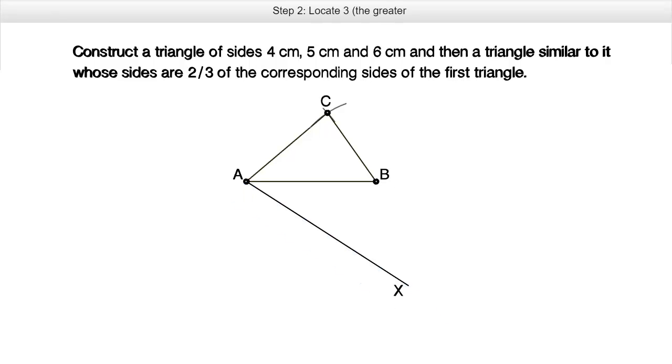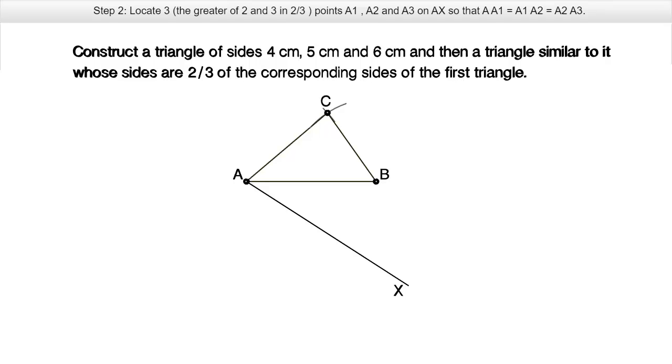Locate 3 points on the ray AX. Why 3 points? Because you need to select the bigger number in the ratio. Among 2 and 3, 3 is the greater number. So you need to mark 3 points on the ray AX, and all these 3 points should be equidistant from each other. Let me tell you the method to draw this.